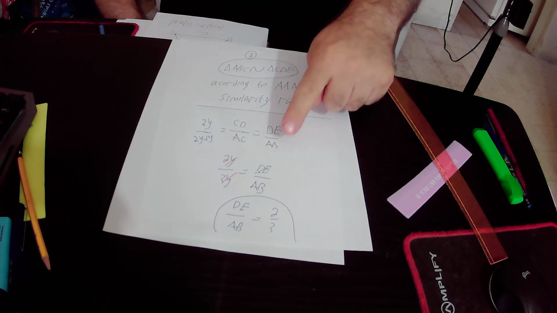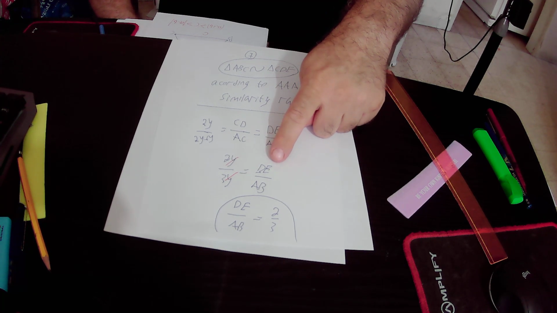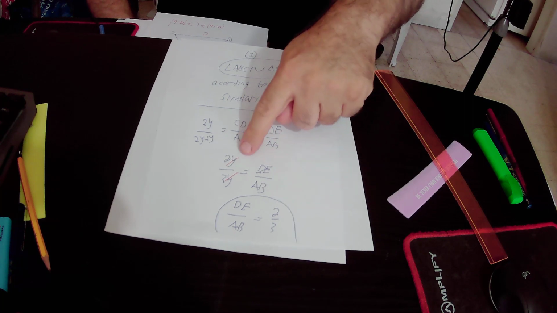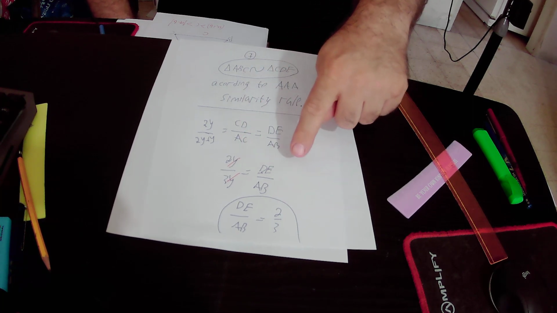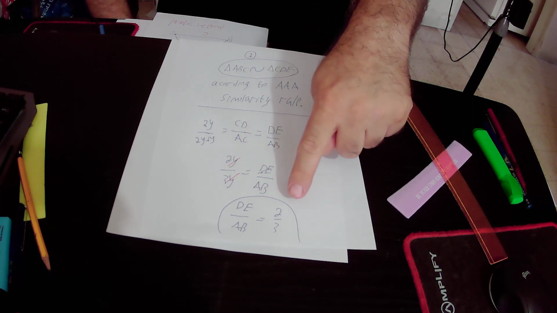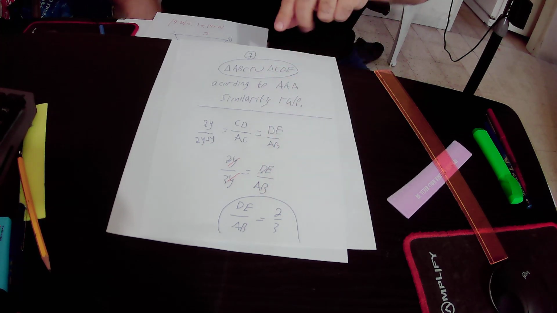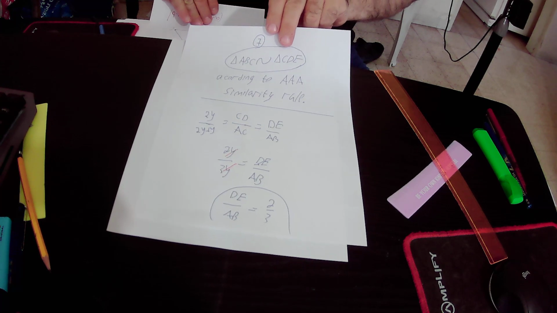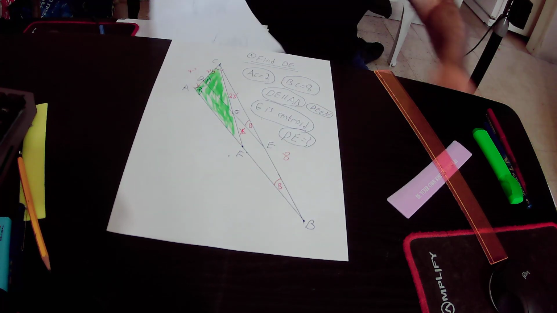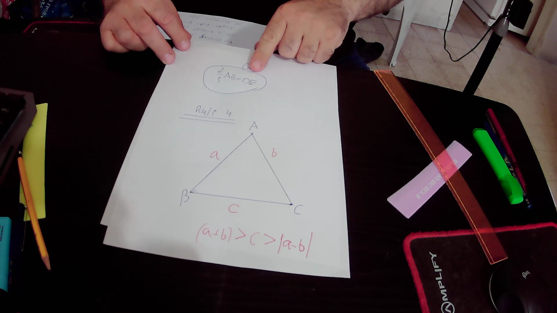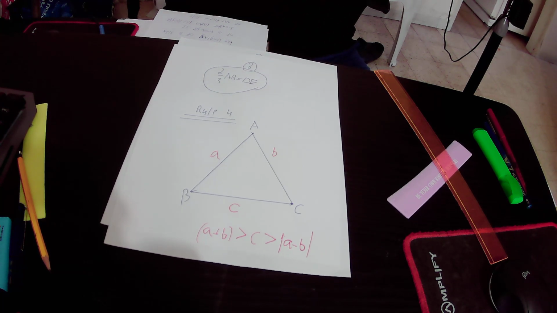We multiply this equality by AB, so DE over AB equals 2 over 3, because here y will get cancelled. We got that DE over AB equals 2 over 3. Here we multiply this equality by AB, and we got that 2/3 AB equals DE. So DE equals 2/3 AB.